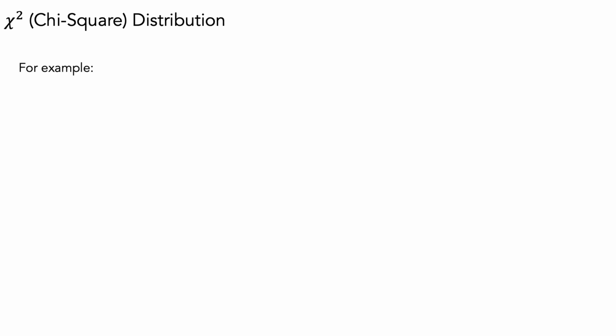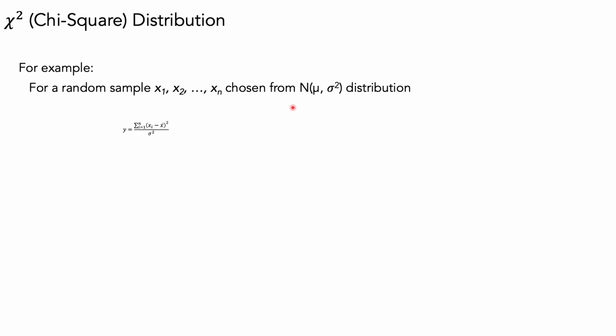Now let us see an example of it. This is not a numerical example, but a variable which has a distribution of chi-squared. So for a random sample chosen from this distribution, which is not the standard one, this one has mu and sigma. If mu is equal to 0 and sigma square is equal to 1, then it will be a standard distribution. But this is a general representation of the normal distribution. Just to mention that this sample is chosen from a normal distribution, then y is a variable that is expressed with this formula.